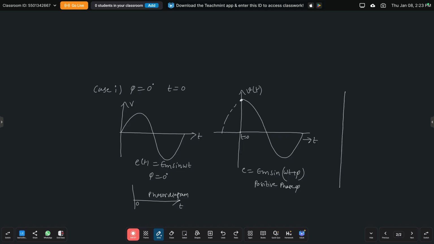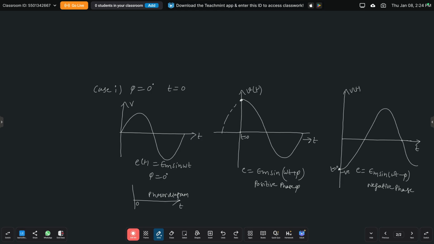Now how do you define the negative phase? The negative phase is any quantity which has a negative value at t equal to 0. Let us take t equal to 0. What is the magnitude we have here? Negative. So this will be V of t. The negative phase we can represent as e equals Em sine omega t minus phi, which is called the negative phase.